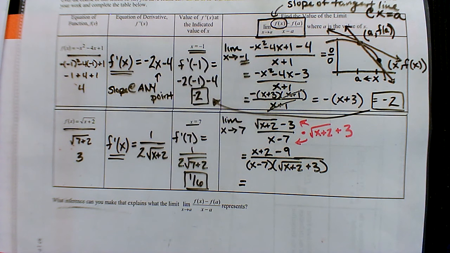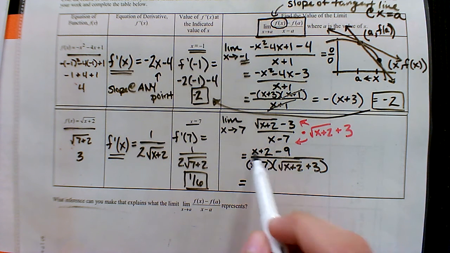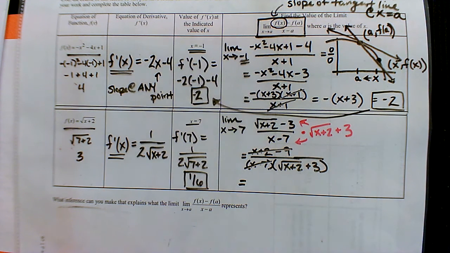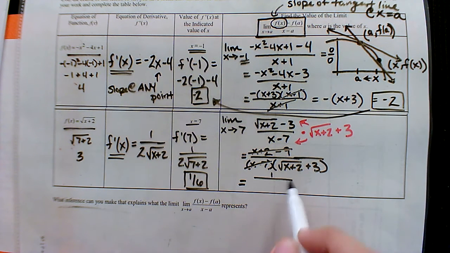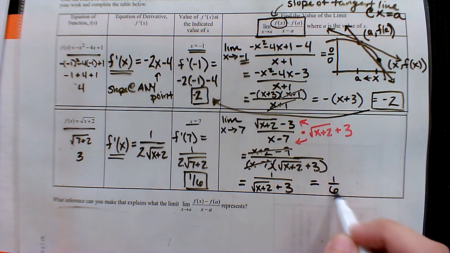Where do you want to go from there? Do you notice anything? Good, Lauren? There you go. 2 minus 9 would lead us to a minus 7, which would match the x minus 7 in the denominator. So we have 1 over that conjugate. So notice how if we try direct substitution now, plugging in 7, 1 over 3 plus 3, which would be 6.